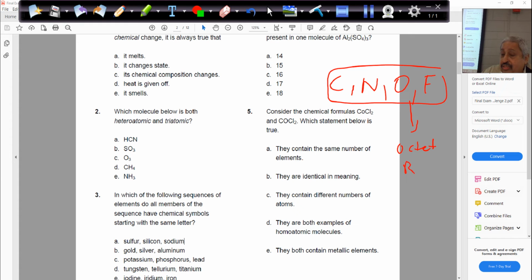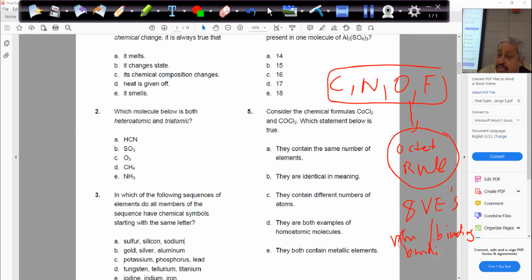Octet rule means they have to have 8 valence electrons, whether combined or not combined, whether bonding or non-bonding.